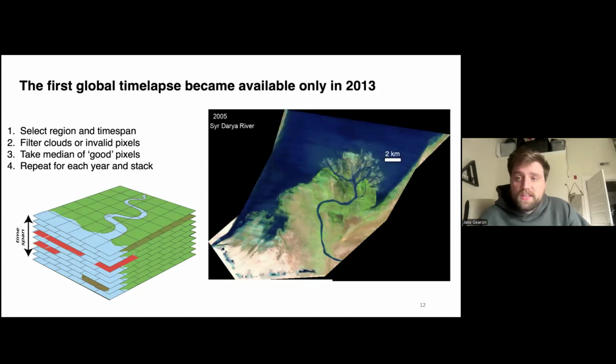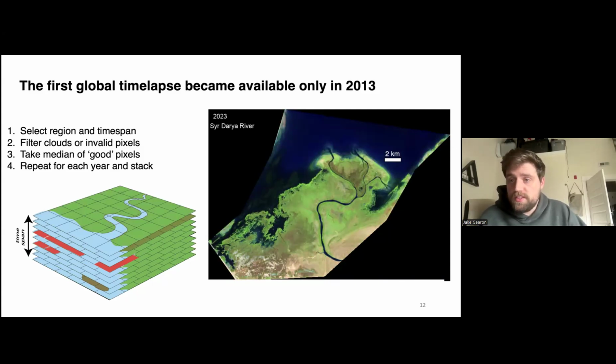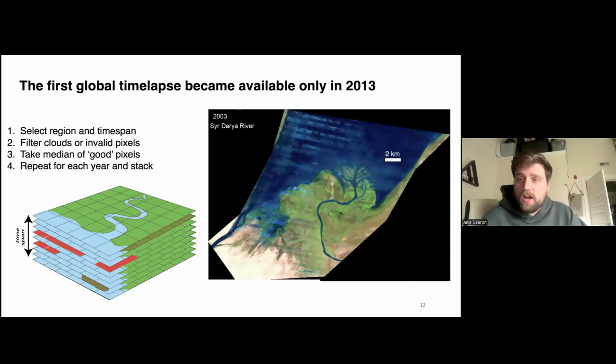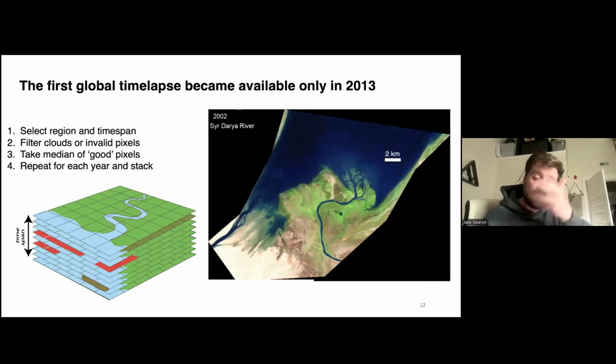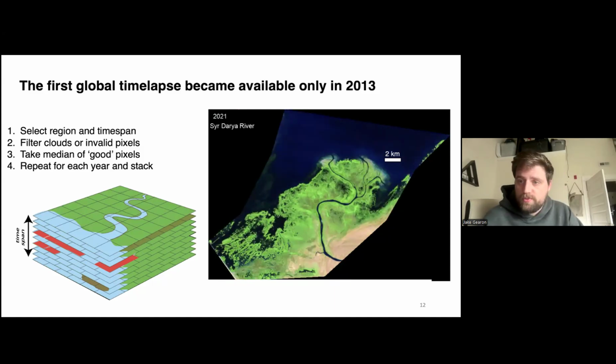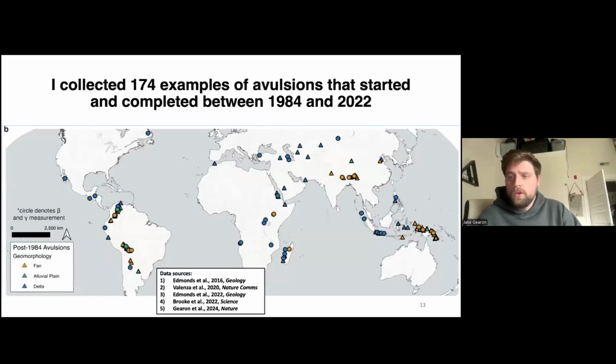And that process, which is a fairly simple remote sensing operation, really wasn't possible until the last decade. It has allowed us to scour the surface of the Earth for examples of river avulsion. So using this methodology, myself and others from my lab and elsewhere have cataloged with Landsat data avulsions that have started and completed between 1984 and 2022, and that's what you're seeing on the screen here.